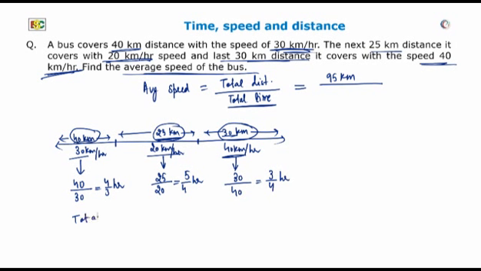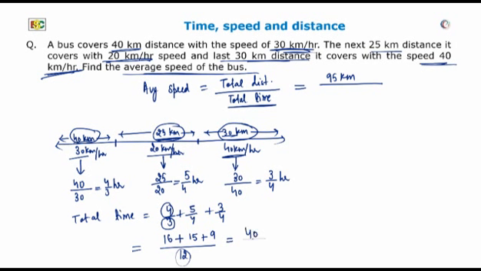Now total time will be equal to 4 by 3 plus 5 by 4 plus 3 by 4. Now after taking LCM as 12, 3 into 4 is 12, so we will multiply 4 by 4, and 4 into 4 is 16, 5 into 3 is 15, and 3 into 3 is 9, and this is equal to 40 upon 12 hour or 10 upon 3 hour. So total time is equal to 10 upon 3 hour.